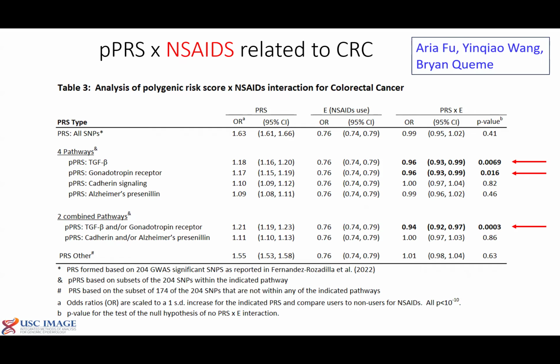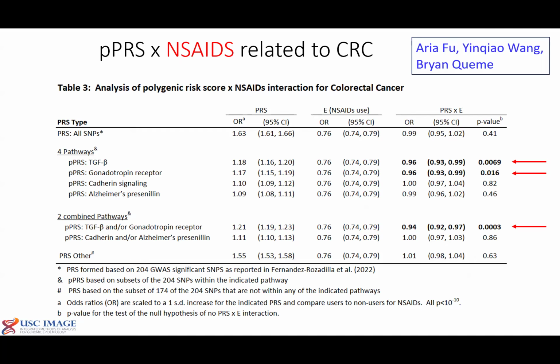And long story short, when we look at overall PRS by E interaction, and here E is aspirin and ibuprofen, which is jointly called NSAIDs, we don't see any significant interaction when we put in an overall PRS, but when we break it down into pathway-specific PRSs, we see some really strong interactions with particular pathways.